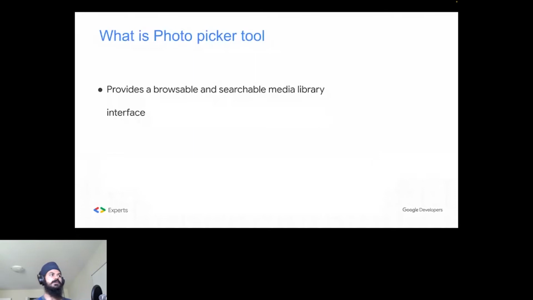Now we will see what the PhotoPicker tool is. It's basically a browsable interface where the user can browse through all the media they have, for example images and videos. It's also a searchable interface: if they have 100 images, they don't need to scroll through all the content to find what they want. They can also perform a search and select an image from there.